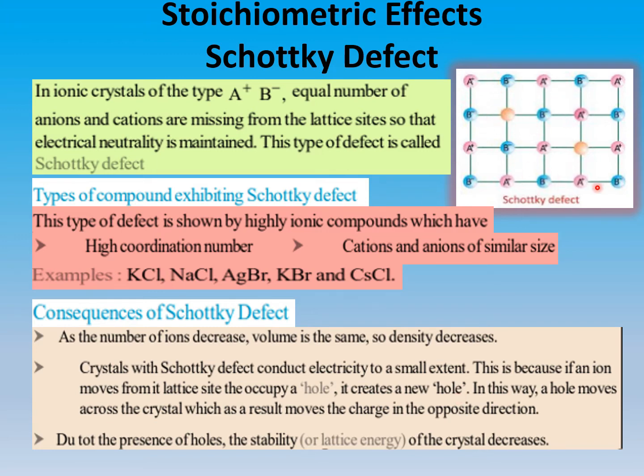The ions will keep on moving from here and there. That movement will be there. So because of the movement, stability will not be there. So the stability of the crystal will decrease. If it moves here and there, you know that the stability will not be there.